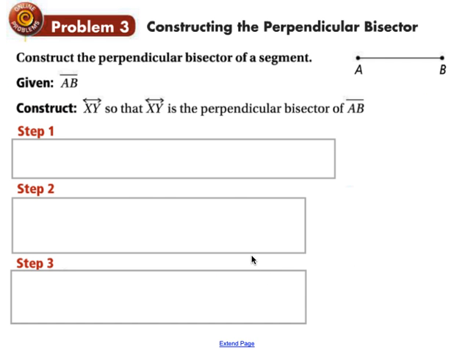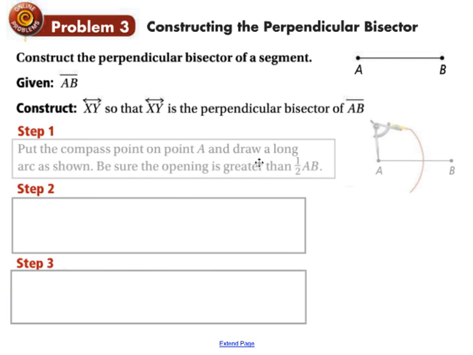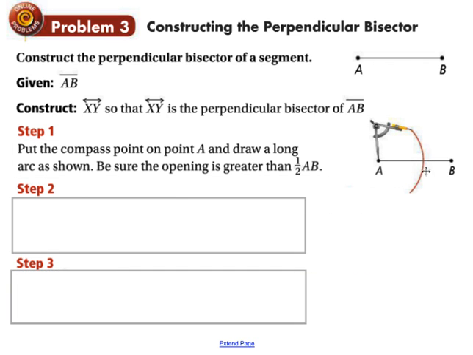For our first problem, we are going to construct a perpendicular bisector of segment AB. So we want to construct line XY, so it is the perpendicular bisector of AB. To begin, we need to go ahead and copy segment AB. Okay, you've got segment AB, and then you're just going to draw an arc.